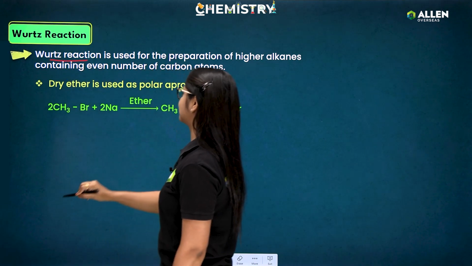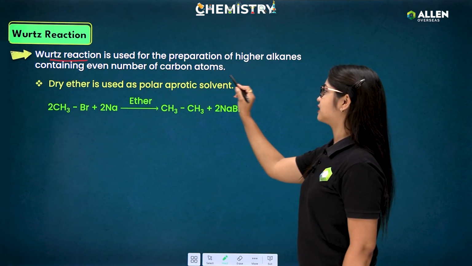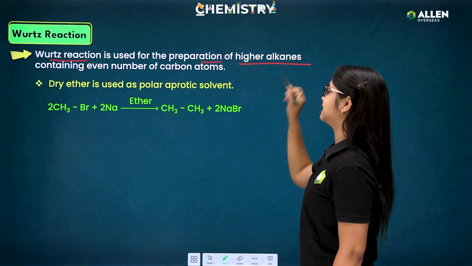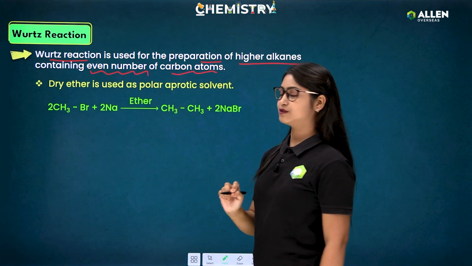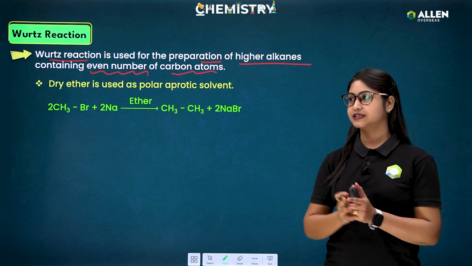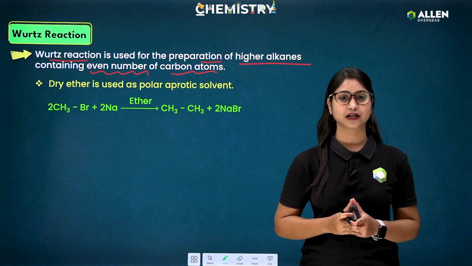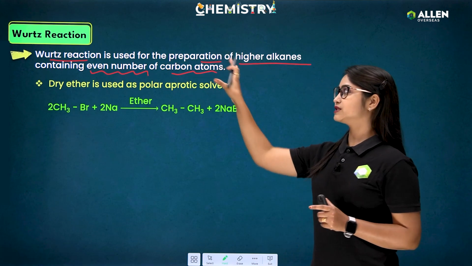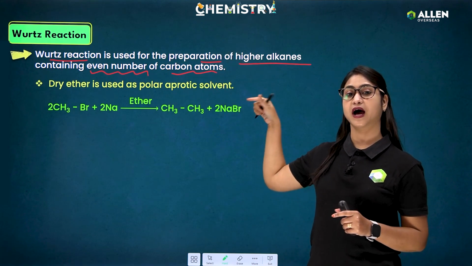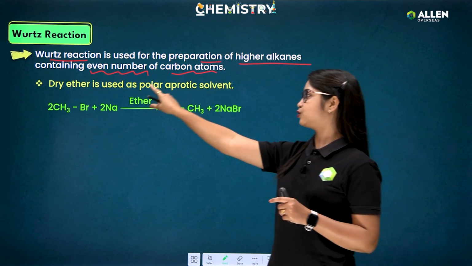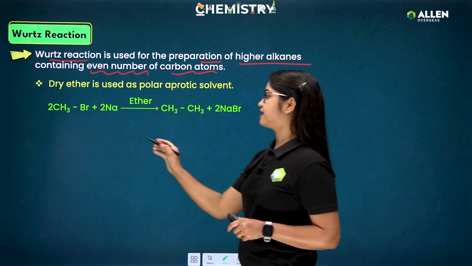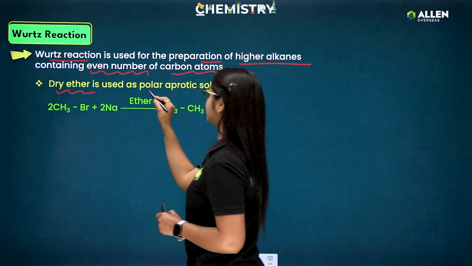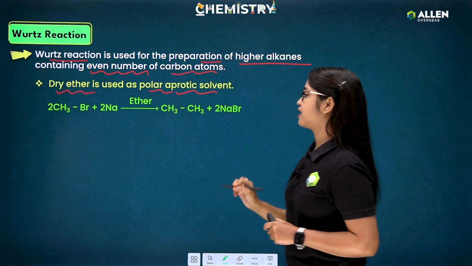In Wurtz reaction, it is used for the preparation of higher alkanes containing even number of carbon atoms. This is very important. This is a very important application of this reaction, that we are going to use this reaction for the preparation of higher alkane, and that too having even number of carbon atoms. And here dry ether is used as a polar aprotic solvent.